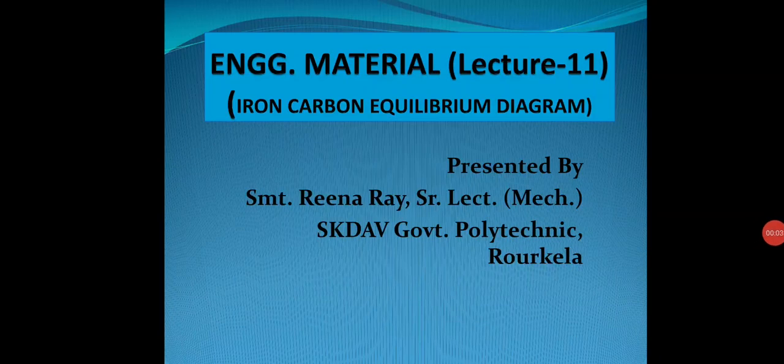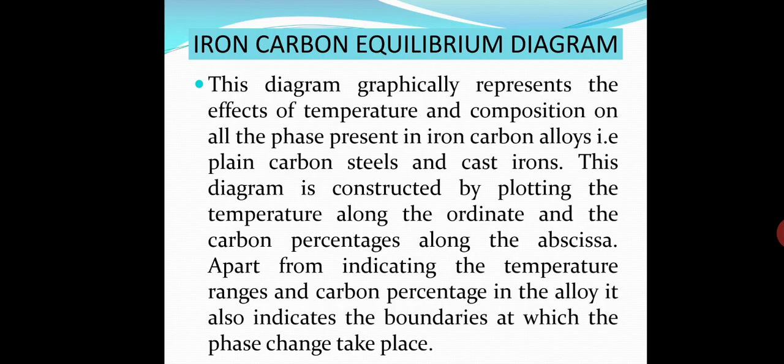Good morning, students. We have already discussed a part of the iron carbon phase diagram. So, in this video, we will discuss the iron carbon equilibrium diagram. This diagram graphically represents the effects of temperature and composition on all the phases present in iron carbon alloys, that is, plain carbon steel and cast iron.